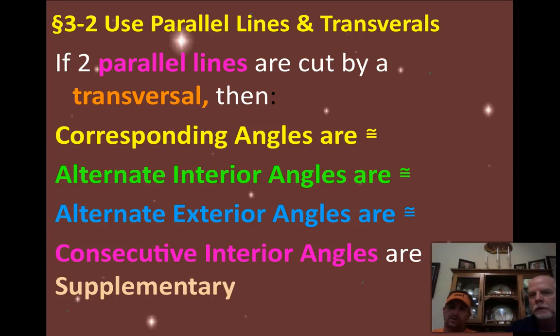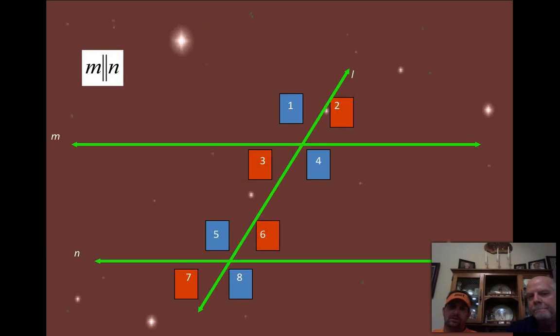So we have a diagram. We're going to see this diagram over and over and over again now. You should get used to this, guys. So we have parallel lines here, lines m and n are parallel to one another, and so you see the 8 angles that are created there.